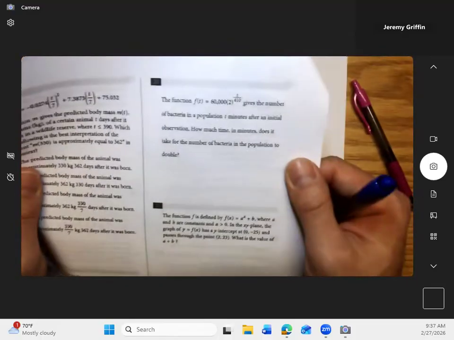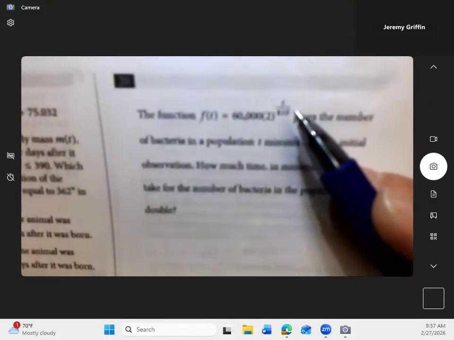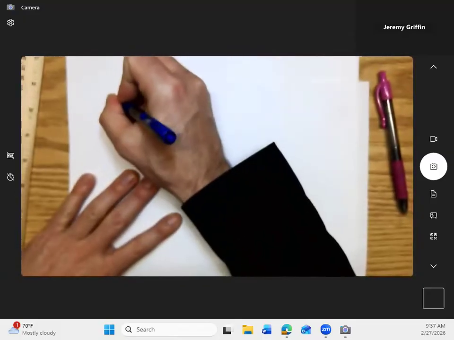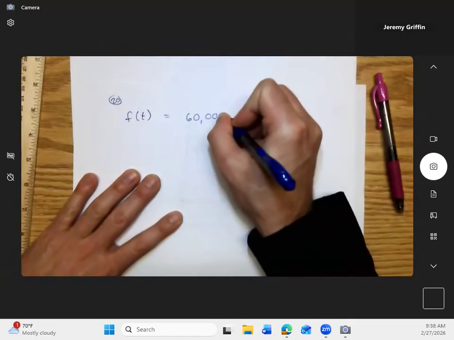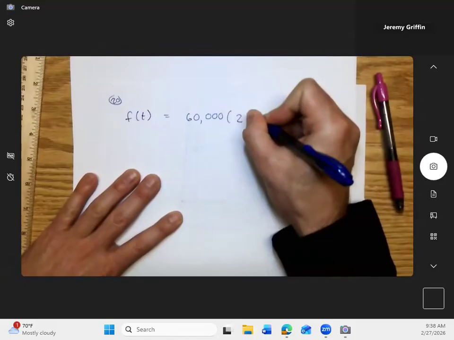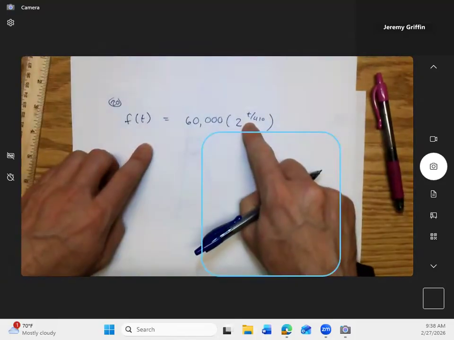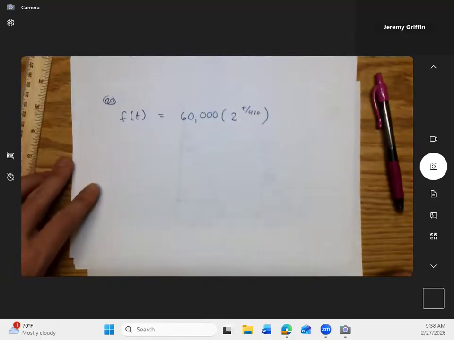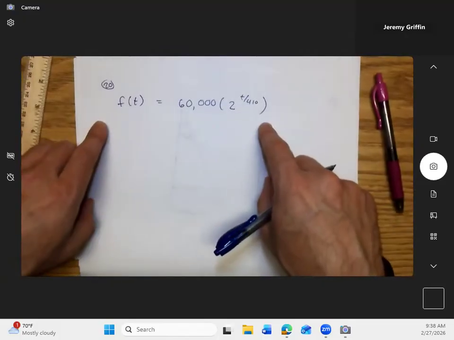Number 20. The function f of t. Guys, when you see that t in the exponent, here I'm going to write this down on paper. You got f of t. This is number 20. F of t is equal to 60,000 times 2 to the power of t over 410. Guys, when you see this variable in the exponent, that means this equation is what form? Starts with an EX. Exponential. This is an exponential equation.